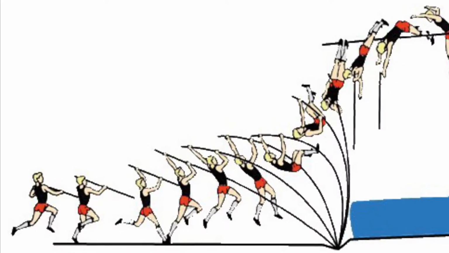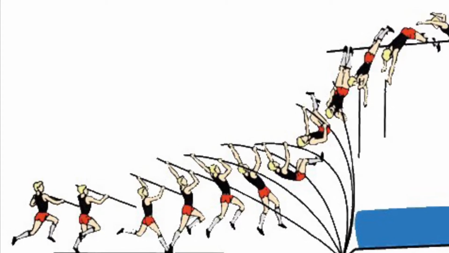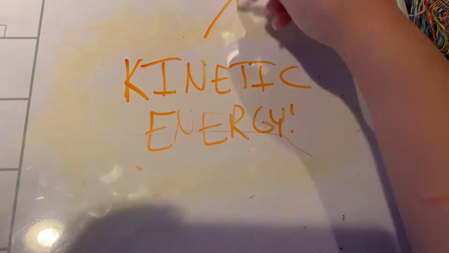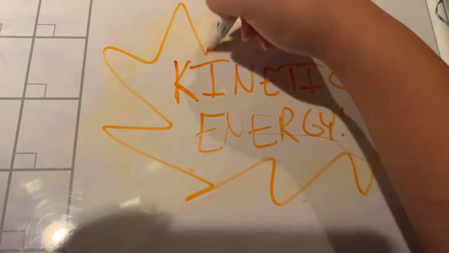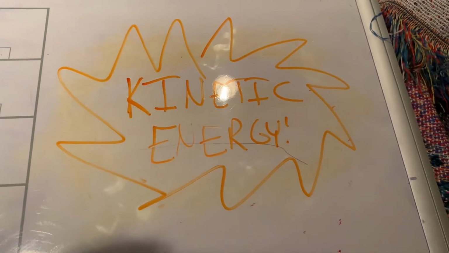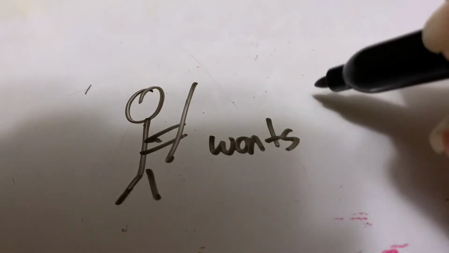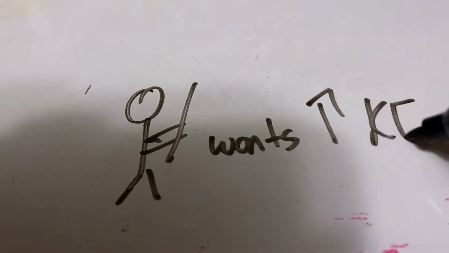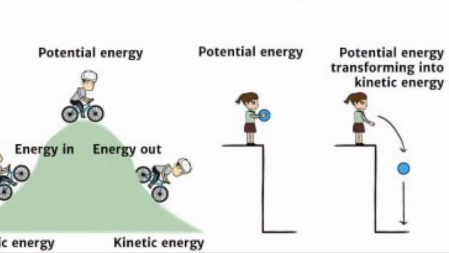Pole vaulting is more complex than you think, so let's break it down. The main component of the physics of pole vaulting has to be kinetic energy. The vaulter aims to have greater kinetic energy. This greater kinetic energy will then be able to convert to a greater gravitational potential energy.